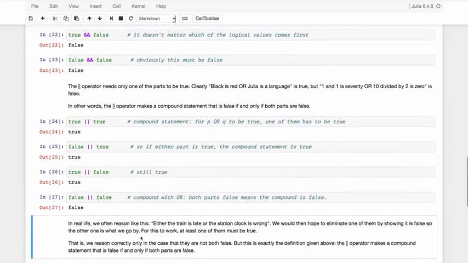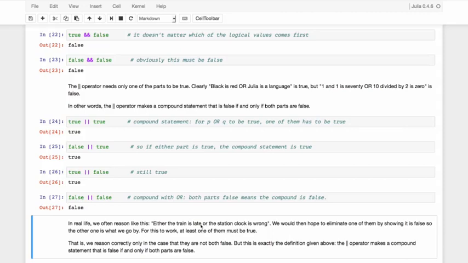Let us just relate this to real life for a moment. We often take a reasoning like this. You stand on the station platform and you say either the train is late or the station clock is wrong. We would then hope to eliminate one of them. So for instance, if we're hoping that the train is late, because then it might still come and we can get on the train to get somewhere, we would then hope to eliminate that the station clock is wrong. If we do that, we then reach the conclusion, oh well, the train is late.